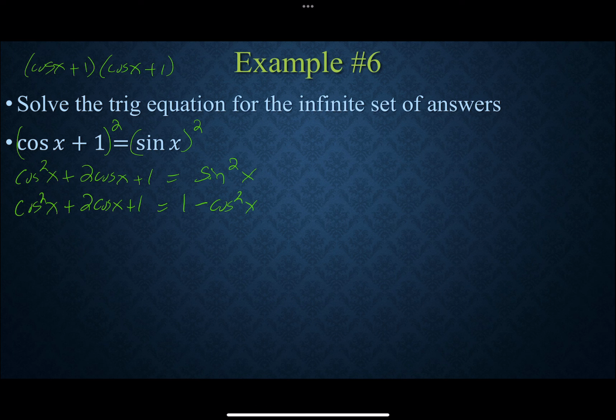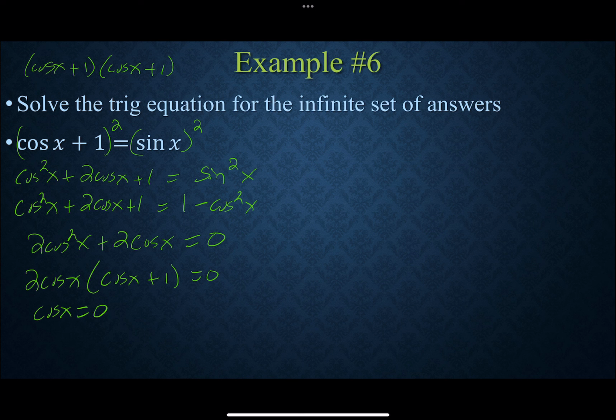Combining like terms by adding the cosine squared over and subtracting the 1 yields 2 cosine squared x plus 2 cosine x equals 0. Where I can factor the 2 cosine x away, leaving cosine x plus 1. So this means cosine x is 0, which occurs at pi over 2 and 3 pi over 2. And then cosine x equals negative 1, which occurs at pi.